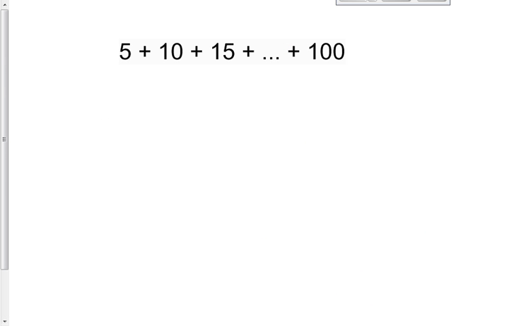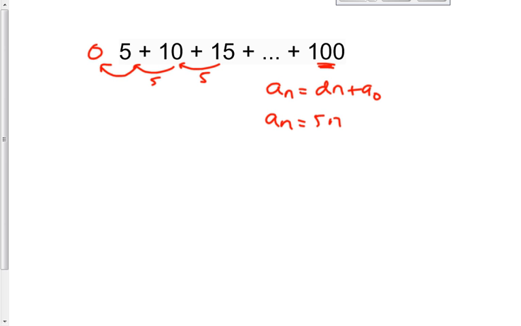Next one. Can you write the equation for this? Which term are we on for 100? Can you write the sigma notation? And then can you find the sum? This one again is arithmetic. When I go backwards each time, I get a common difference of 5. A sub n equals dn plus a sub 0. A sub n equals 5n, and the 0 term is 0. So this is my explicit formula.